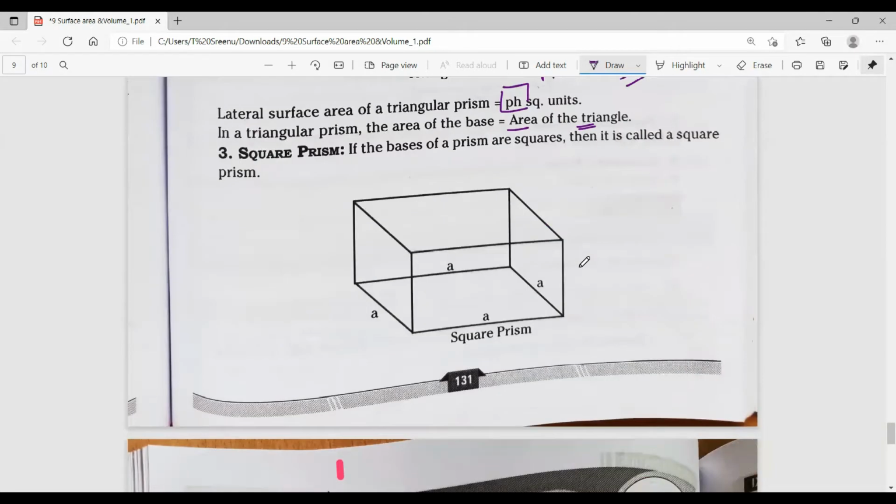Next, square prism you can see. Just now we have seen the triangular prism. Triangular prism means the bases are triangles. Square prism means the bases are squares. You can see here one square and down one square. The remaining are all rectangles.